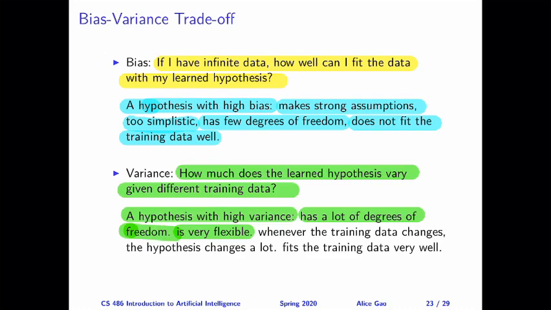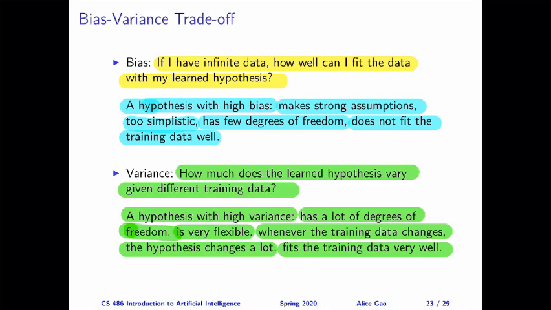Now, because there are a lot of degrees of freedom, whenever the training data changes, the learned hypothesis changes a lot. Because the function is so flexible, as soon as the data changes a little bit, the function is able to adapt to that change immediately, so the function also changes a lot. The result of that is that a hypothesis with high variance tends to fit the training data very well.